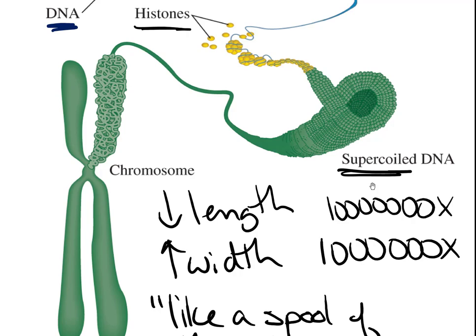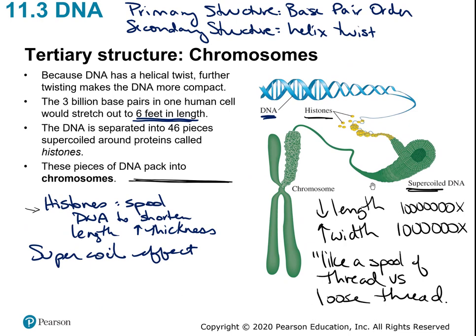So humans have 23 pairs of chromosomes that have a much more stable arrangement than if they were just thin strands. All right. So they call that tertiary structure.